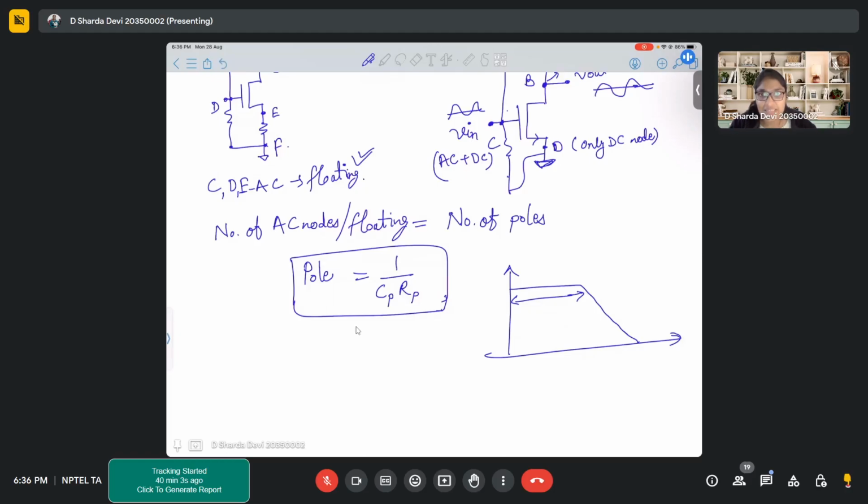Am I making sense? Are you following? Yes, this is related to the Bode plot. See, ultimately, when we talk about frequency, like poles, zeros, everything, the Bode plot comes into the picture. That's where you will find your bandwidth, gain bandwidth product, everything. Your phase margin, gain margin, everything you calculate from your Bode plot. So the Bode plot is very important for your AC analysis.